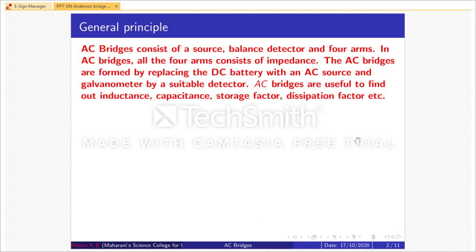AC bridges consist of a source, balance detector and 4 arms. In AC bridges, all the 4 arms consist of impedance. The AC bridges are formed by replacing the DC battery with an AC source and galvanometer by a suitable detector. AC bridges are useful to find out inductance, capacitance, storage factor, dissipation factor, etc.